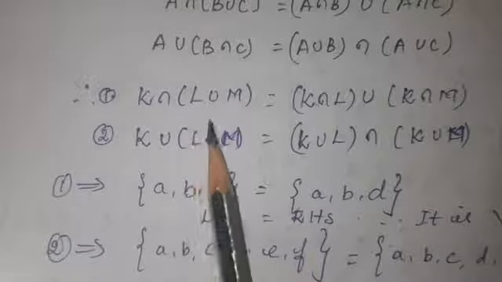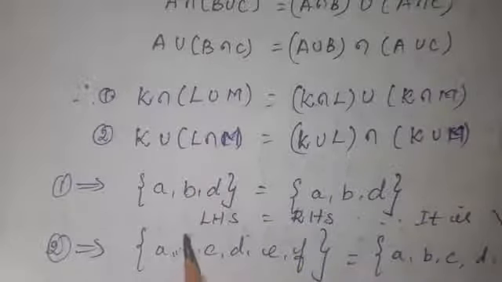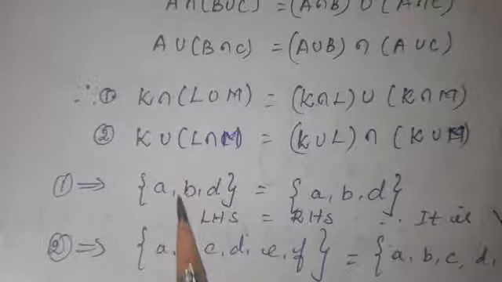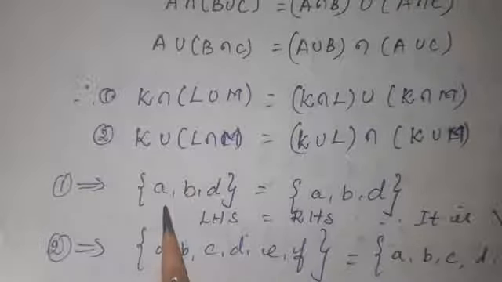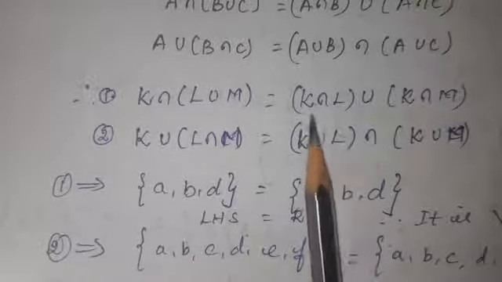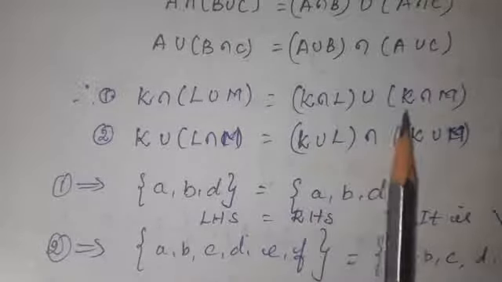This one is the second question they asked in second. So the second question, we already found that answer. So directly I am substituting it here. The final answer I am substituting is A ∩ (B ∪ D) = (K ∩ L) ∪ (K ∩ M).